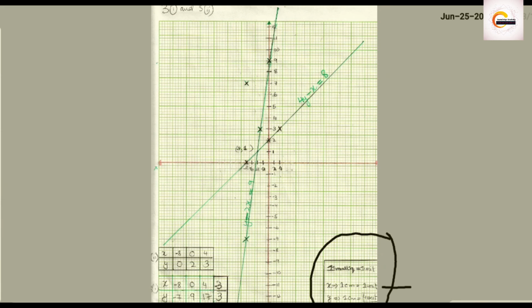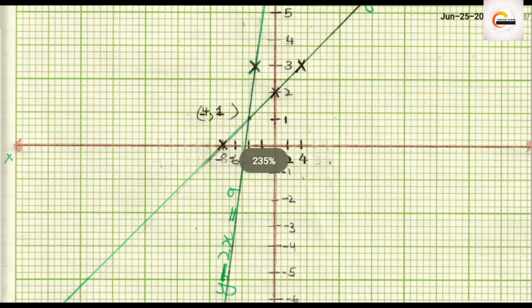If I take 5 small squares, it would be impossible for me to plot all these points in one graph, otherwise our graph will be too large. So I have taken 1 small square equals 1 unit. That means 4 small squares would be 4 units, and that would be 1 centimeter. You can see over here that on the y-axis, 4 small squares make 1 centimeter. So I have divided my points on the y-axis like this.